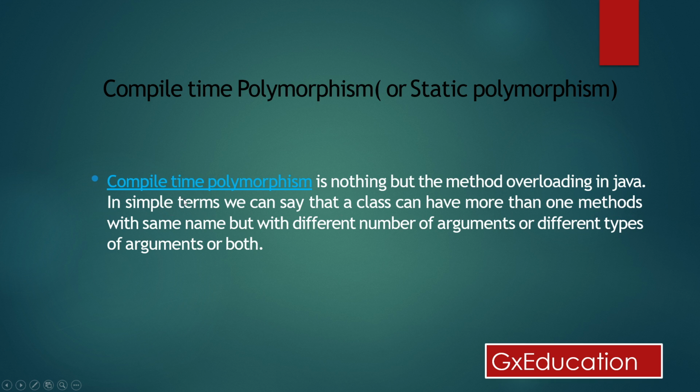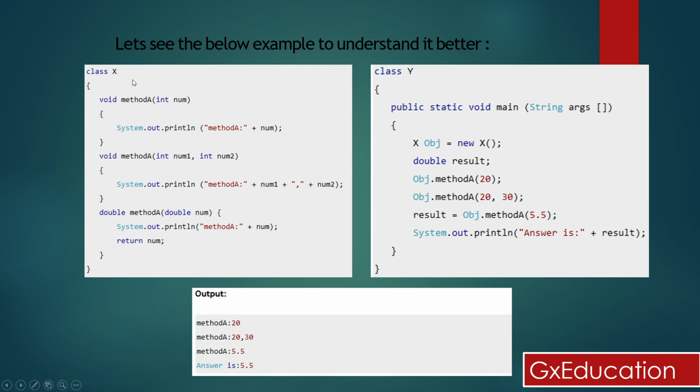So here the statement is written: in simple terms, we can say that a class can have more than one method with the same name, but with a different number of arguments or different types of arguments or both. So you can understand it better by example. Let's see the below example to understand it better.